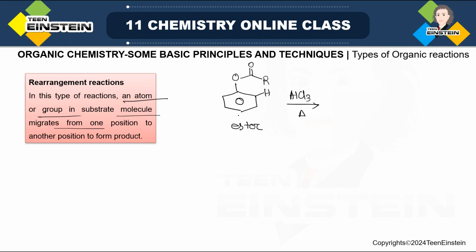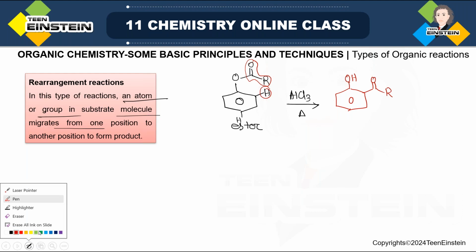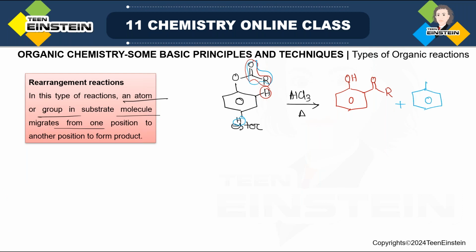This hydrogen at ortho position and hydrogen at para position, these two hydrogens will now come to the position of the COR group. So what I am saying is, if this COR group and this H exchange their position, then you will be getting OH and COR here. But the same thing is if it is happening with this H and again this one, OH will be here, but COR will be here. So two different types of product possibilities there.